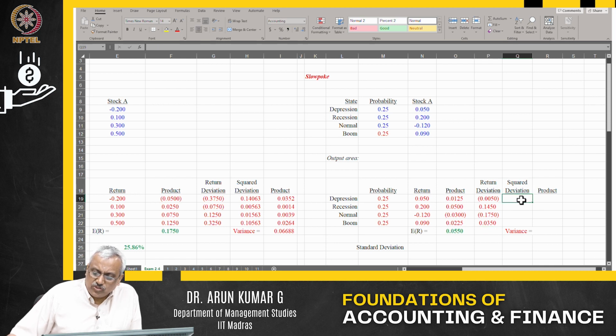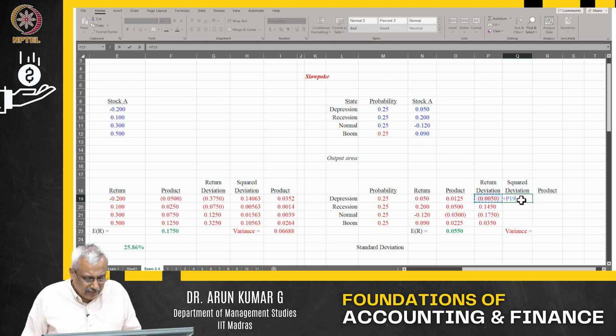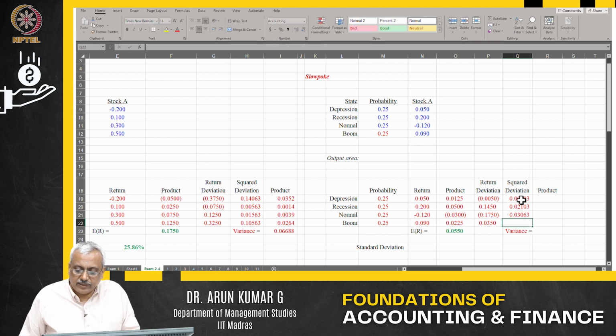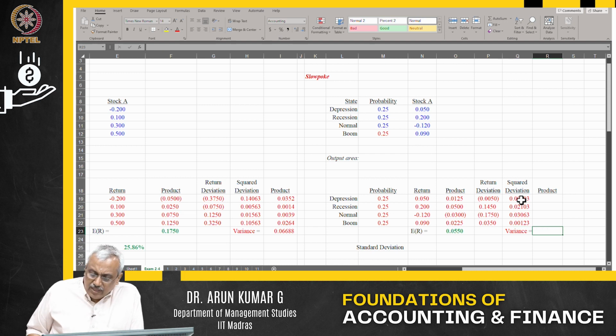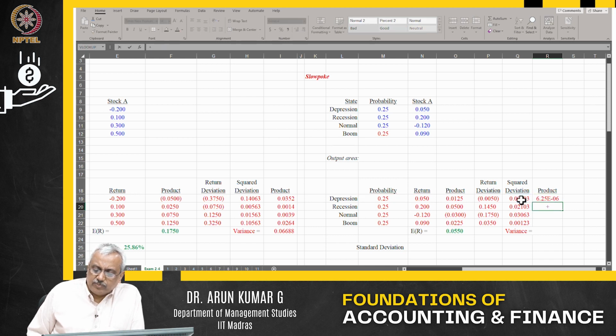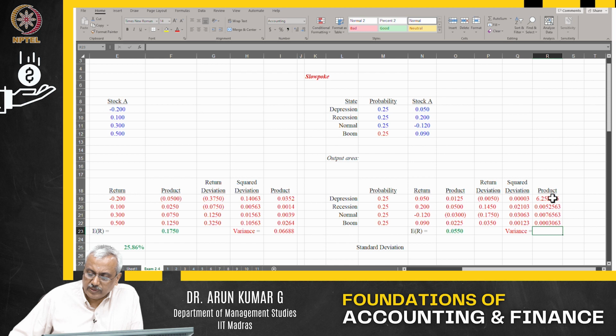Now, I need variance, so squared deviation. I am looking at the squared deviation. Probability of the squared deviation occurring: I just have to multiply the squared deviation with the probability out here, and that is all I am basically going to do in this particular case.